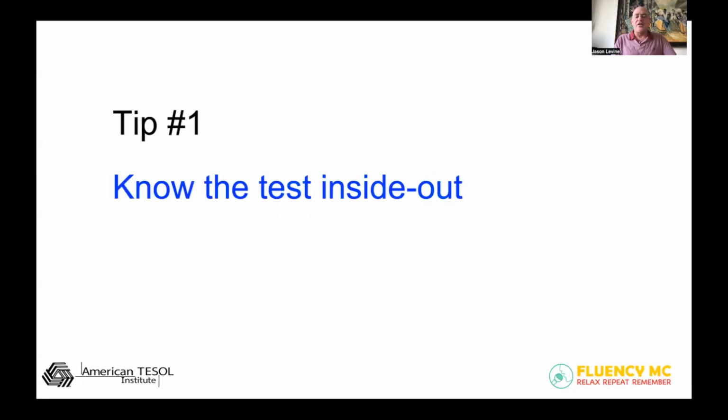Number 1, know the test inside out. Now, it may seem obvious that you don't want to prepare students for a test without making sure they know the test and know what to do on the test. But notice I said know what to do. Is that the directions, or is that strategies? We're not even talking about the English they need. This is a test in a second language, not their first language.